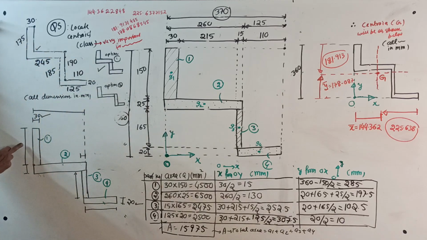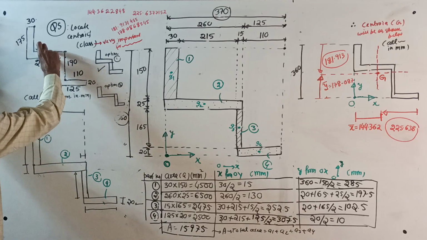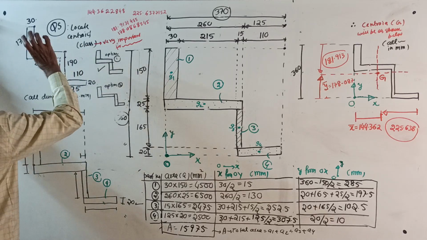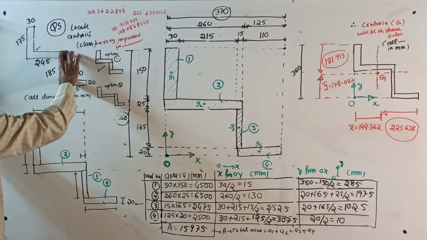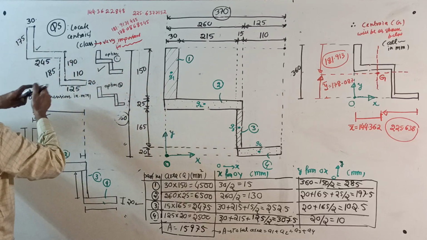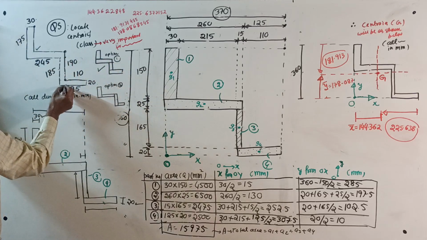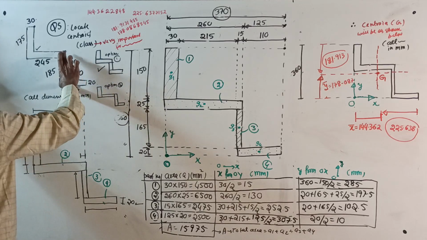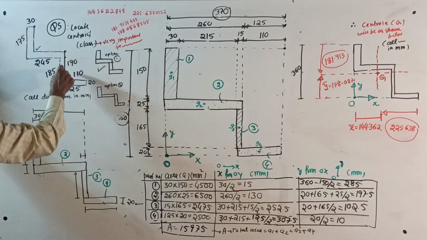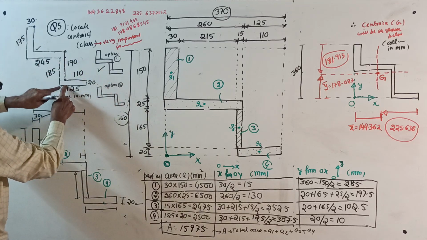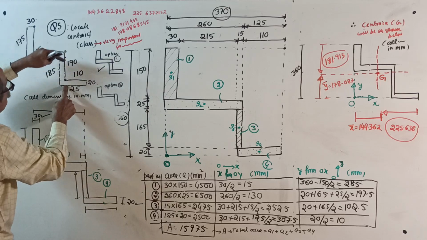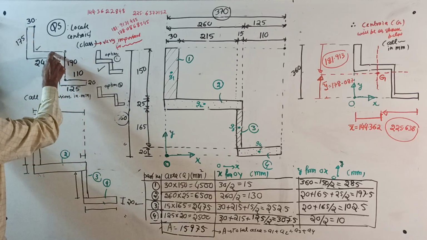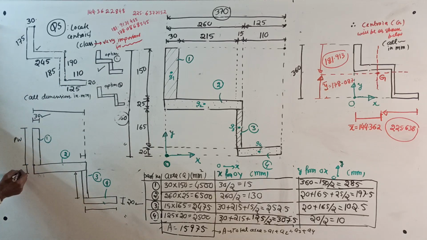So please wait for some time. Come to this part. See, this is 190, this is 20. So from here to here, the full top, is 190 plus 20, which is 210. This is 185. From 210 subtract 185, you get this thickness. So this thickness is 25. I got it, 25.